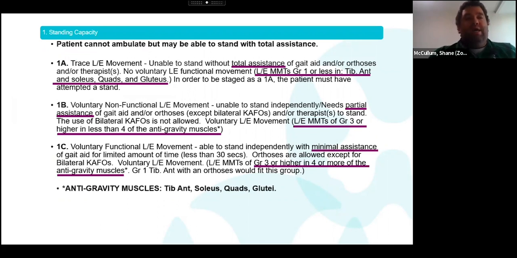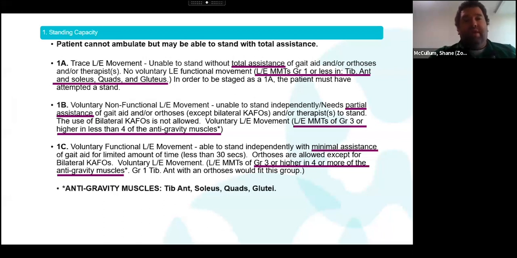So a 1A is somebody who would be unable to stand without total assistance of a gait aid or orthosis or therapist. Typically no voluntary lower extremity functional movement, so muscle grades 1 or less in the anti-gravity muscles. And in order to be staged a 1A versus a 0.5, the patient must have attempted a stand. So if they've never actually attempted a stand, but they meet the other criteria, so they have flickers of movement, they would still be considered a 0.5. Moving up to a 1B, the difference is that it's partial assistance instead of total assistance.